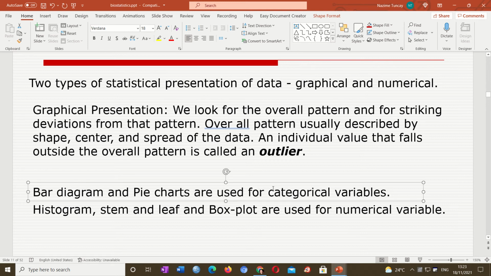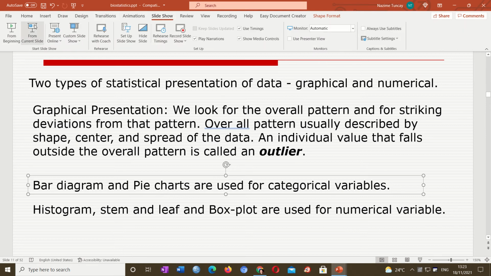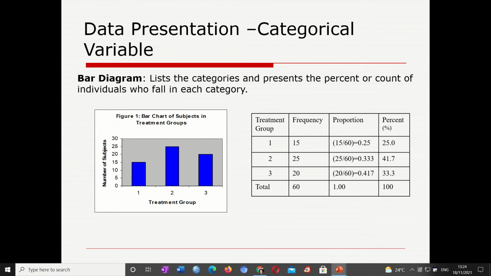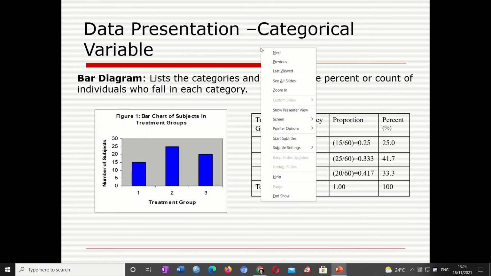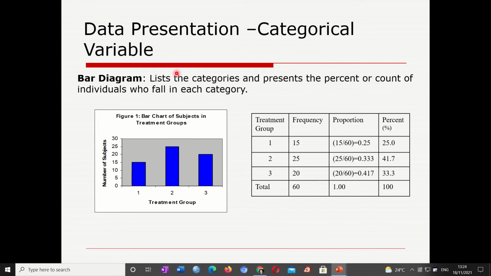Yes. So for categorical variables, we use bar diagram, and pie charts are also possible. Histogram, stem and leaf, and box plot are used for numerical variables. Yes, here. For example, this is a bar diagram. This is important because you had some mistake on this point. List the categories and represent the percent or count of individuals who fall in each category.